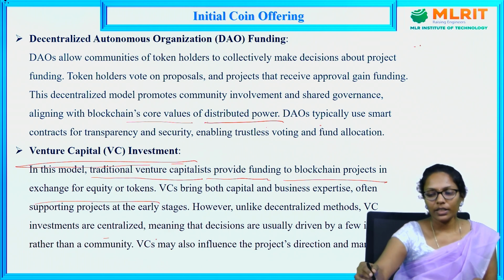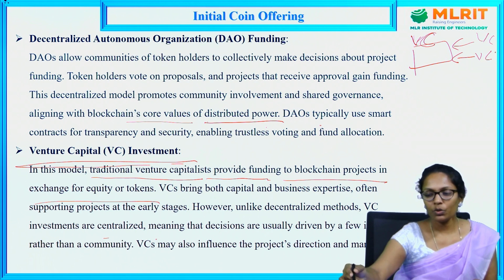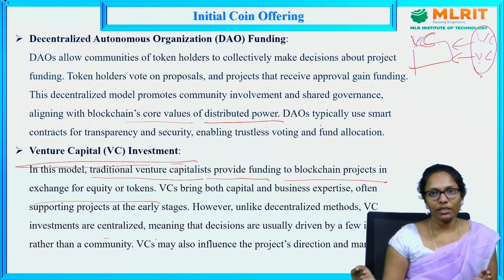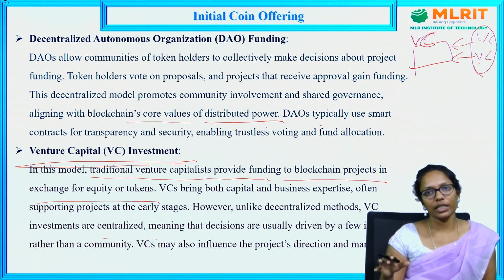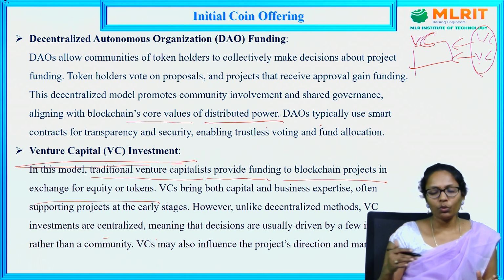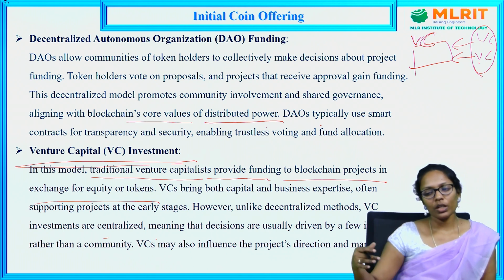For example, I am starting a venture capital investment. I may take funds from only two venture capitalists. Then these will be the persons who are going to take the decision. Then that will become centralized, not decentralized. Multiple people are not involved here, only a few people are involved in taking the decision. So venture capital investment is just like a centralized one. Only a few people are investing, so the decision will be taken by only those people.